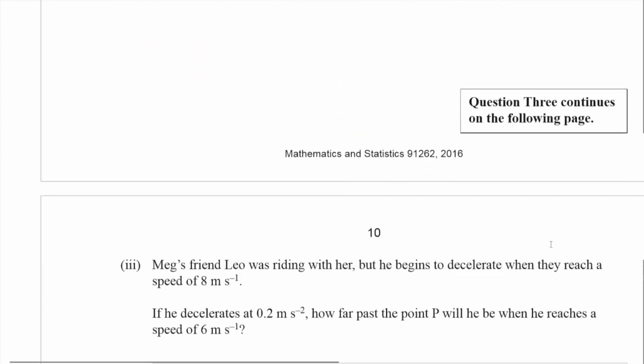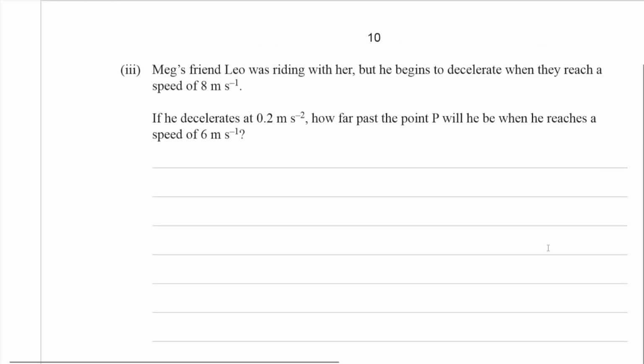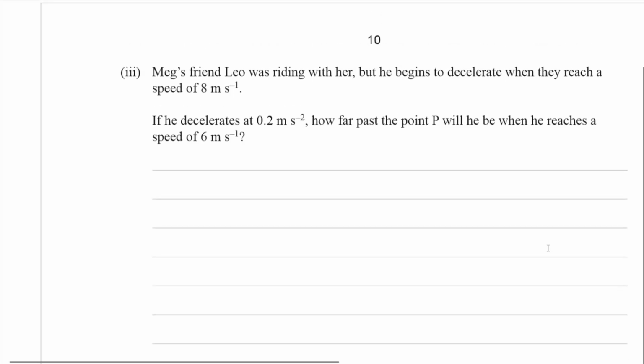Alright, and the final part of this question. So Leo was riding with Meg, but he begins to decelerate at that time, right, when they reach a speed of 8 meters per second. If he decelerates at 0.2 meters per second squared, how far past the point P will he be when he reaches a speed of 6 meters per second?